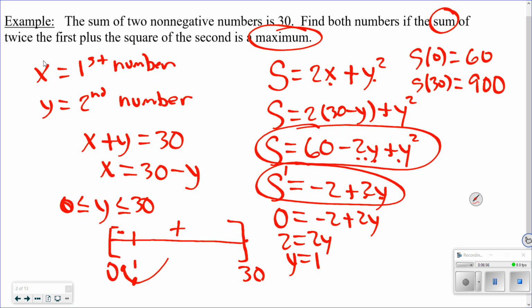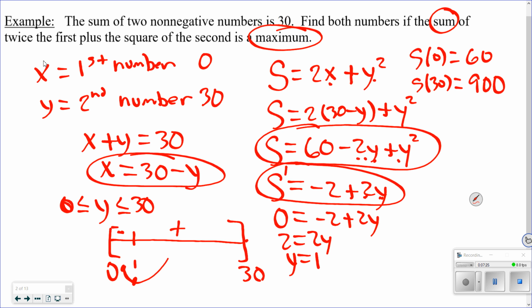So if I come back up here, it wants to know what the numbers are. The second number is 30. I've got to find the first number. Just like before, we can use this equation right here. So if I plug 30 in for y, 30 minus 30 is 0. So I would say my first number is 0, my second number is 30. If I were writing a sentence, if it asked me to, I would say, to maximize a sum of twice the first plus the square of the second, the first number has to be 0, the second number has to be 30.